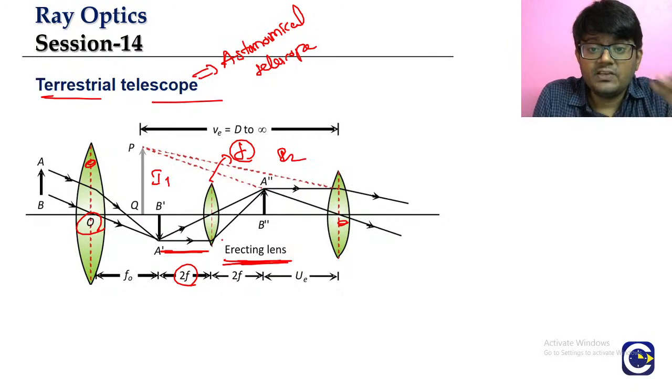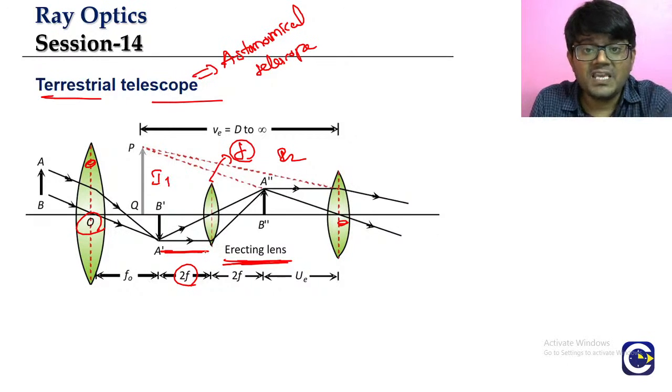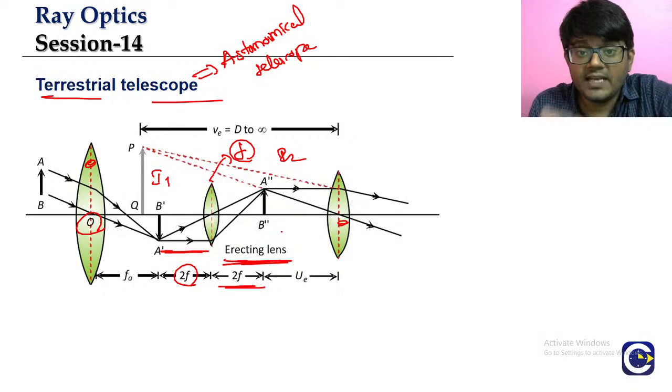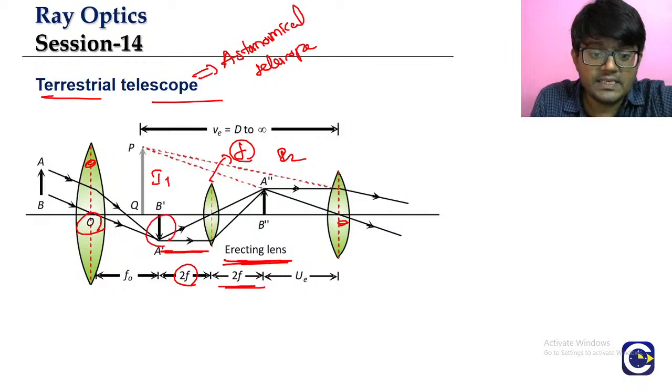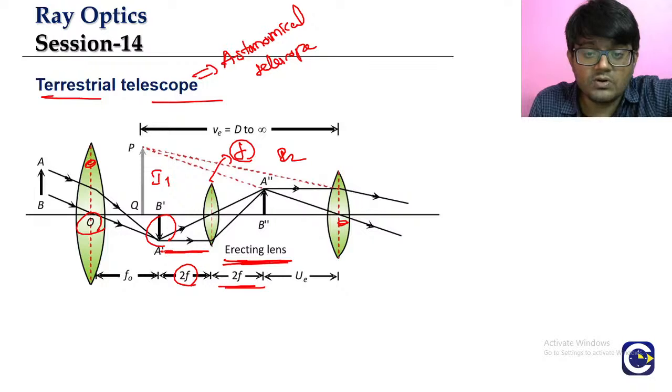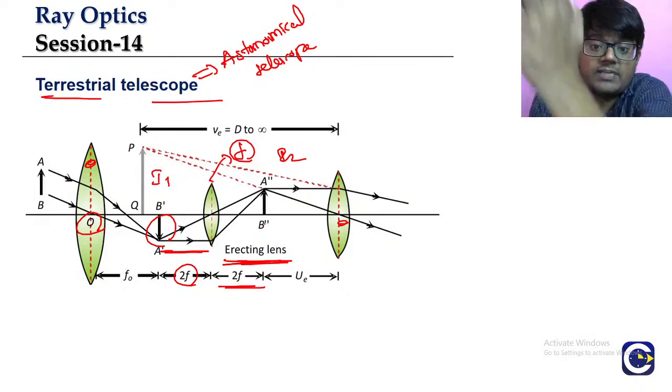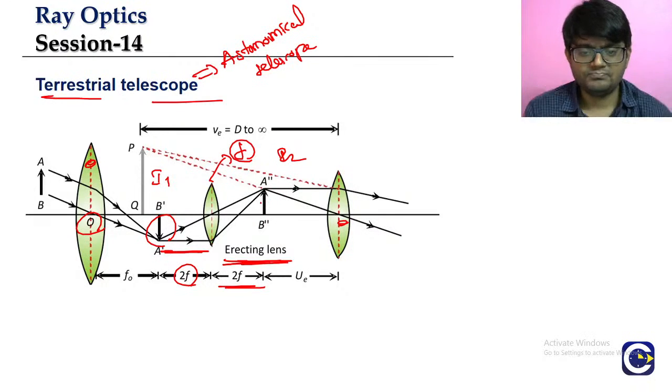So remember, if you are having an object at exactly 2f for a convex lens, image will be what? 2f distance on the other side. Image will be 2f distance on the other side. But it will be what? Inverted with respect to the object, means here A dash B dash is down, so A double dash B double dash will be what? Up, so it is corrected.